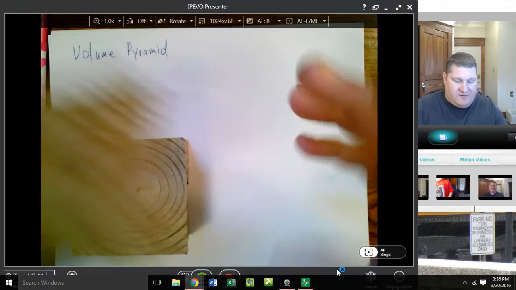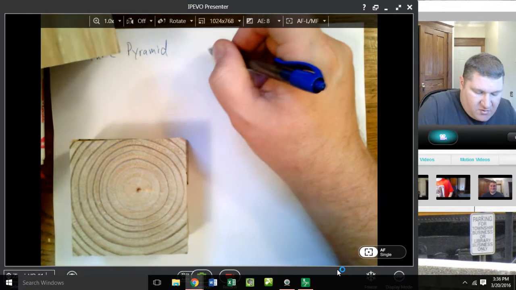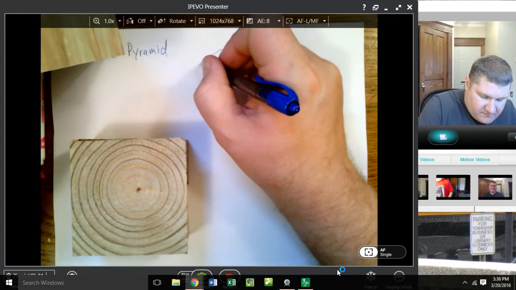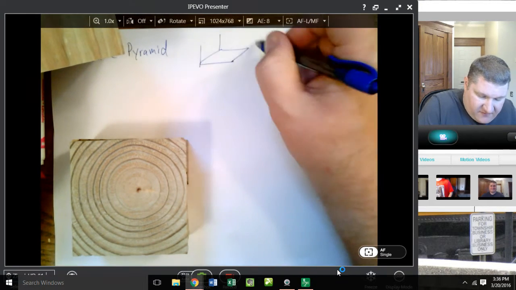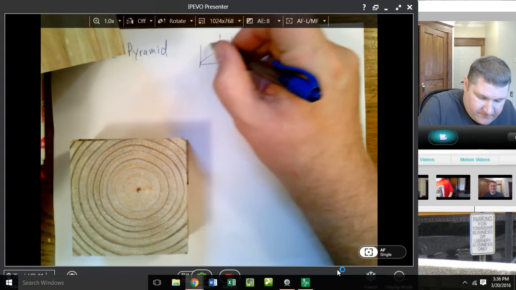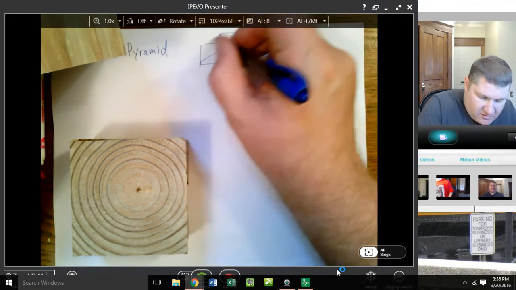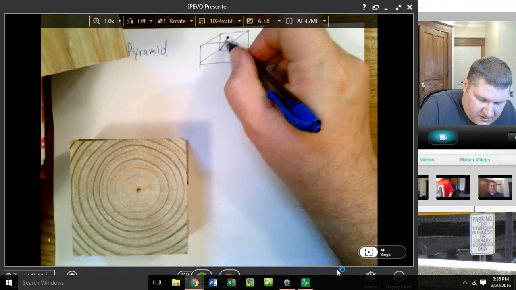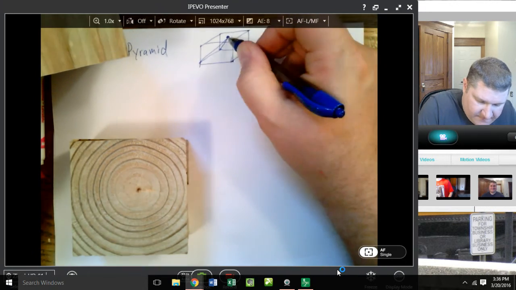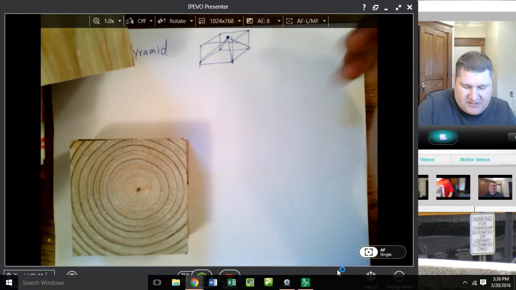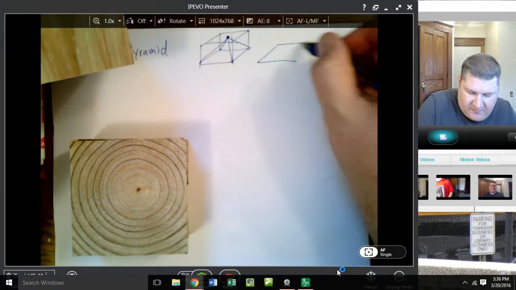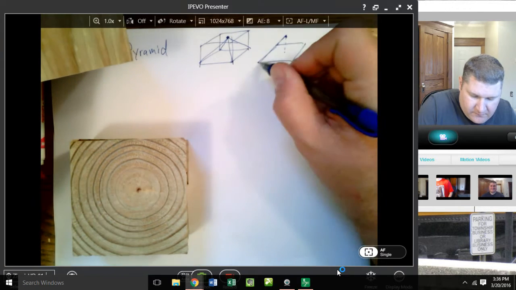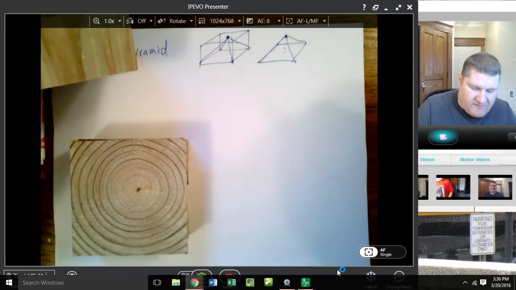This is a prism. So, the way you get a pyramid is you take a prism, and from that prism, you take a point on one base, and you draw a line to each corner from that point until what is left is a pyramid. So we have a pyramid.